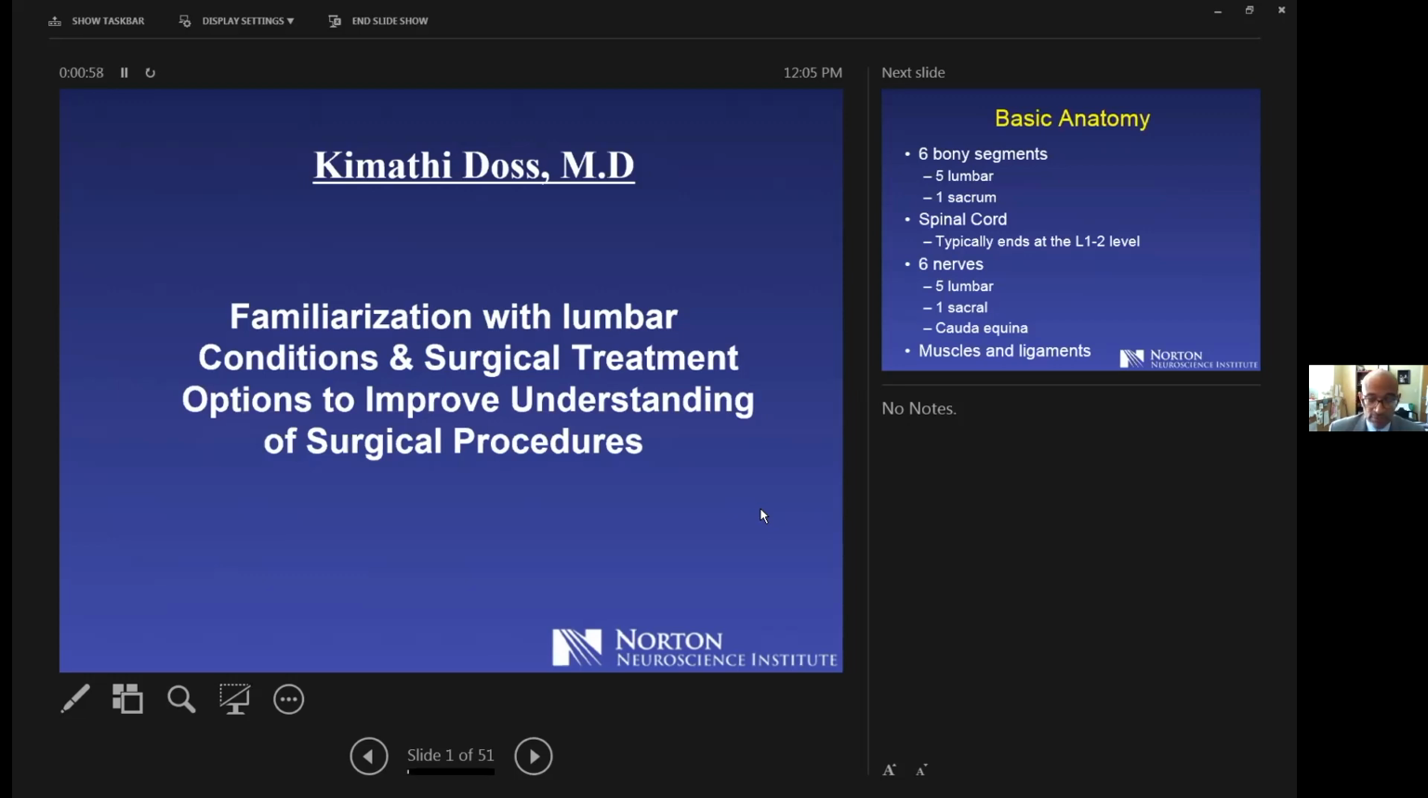Today's talk, we're really going to be talking mostly about lumbar spine procedures and diagnosis, some anatomy of the lumbar spine, along with treatment modalities and imaging modalities. However, if you happen to have questions regarding any part of the spine, I'm happy to answer those at the end. So we'll get started. We're just going to talk really quickly about some basic anatomy.